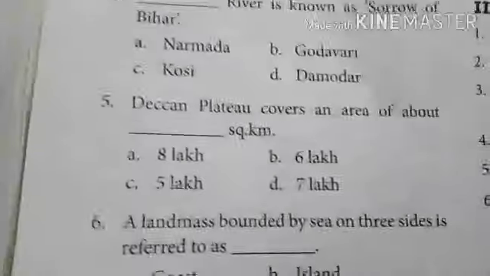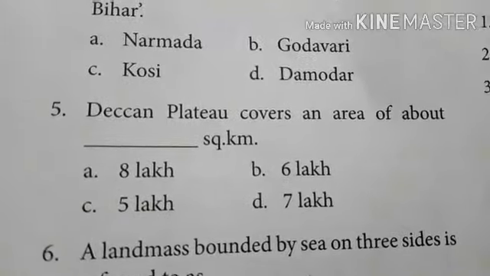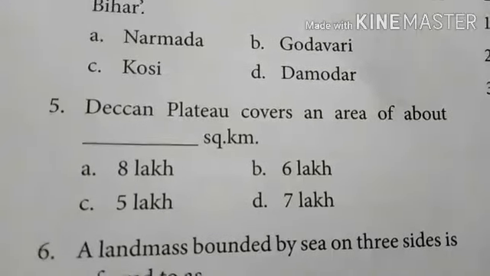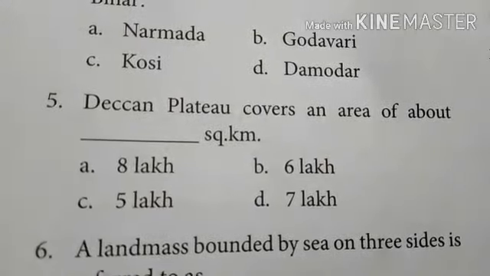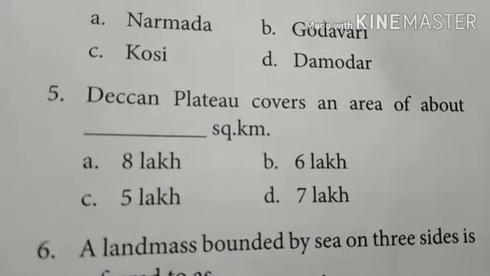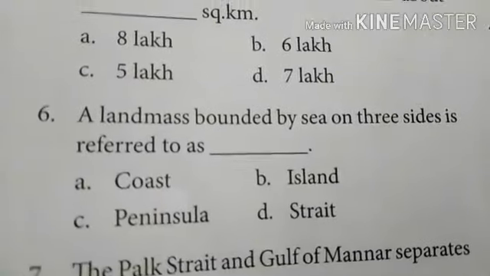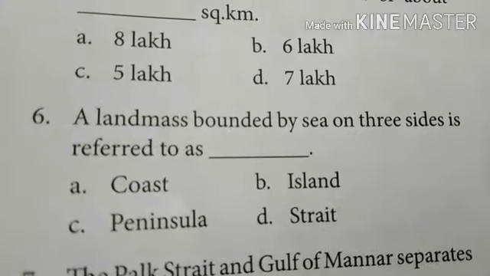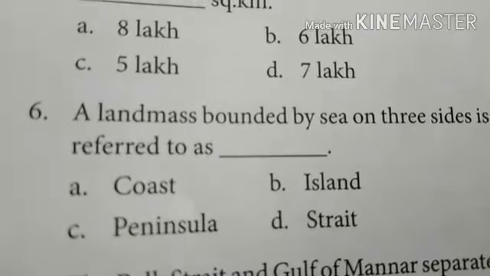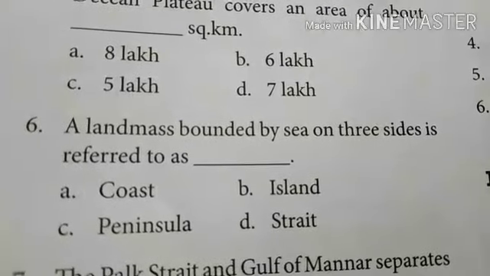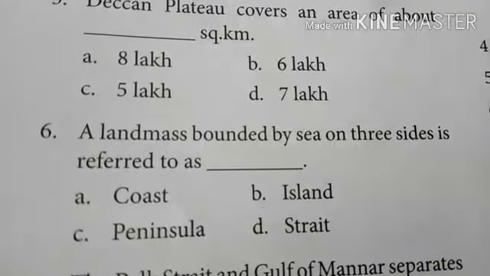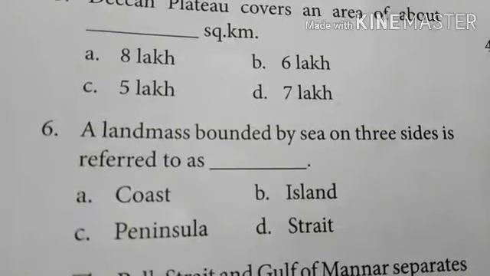Deccan Plateau covers an area of about dash square kilometers: 8 lakh, 6 lakh, 5 lakh, 7 lakh. A landmass bounded by sea on 3 sides is referred to as: coast, island, peninsula, strait.